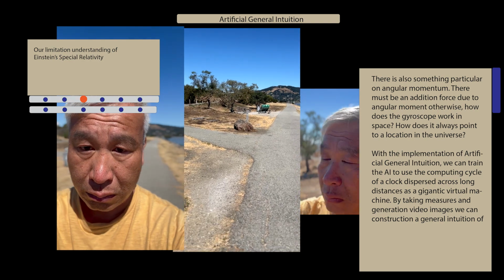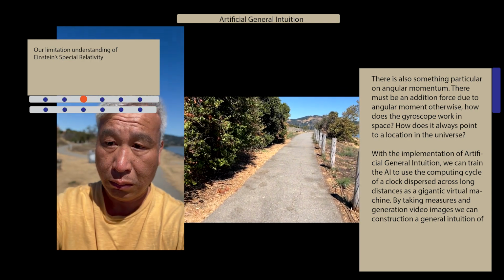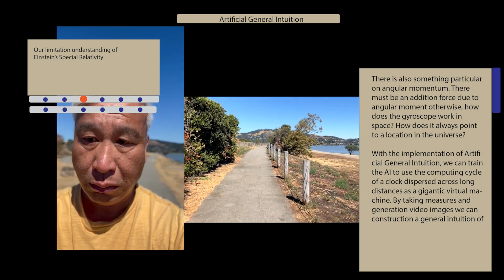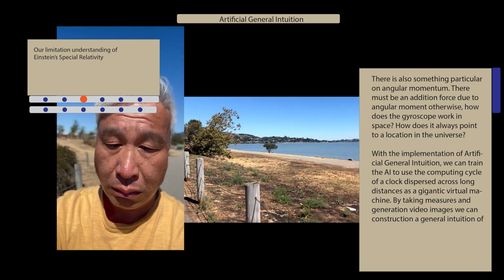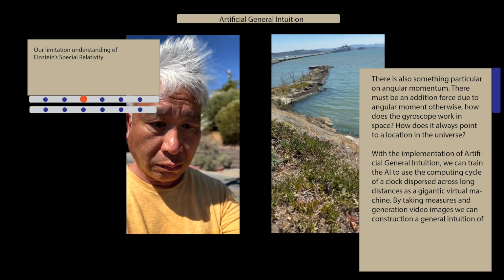There is also something particular about angular momentum. There must be an additional force to angular momentum. Otherwise, how does a gyroscope work in space? How does it locate a point in the universe?